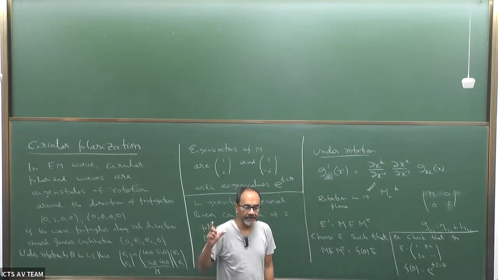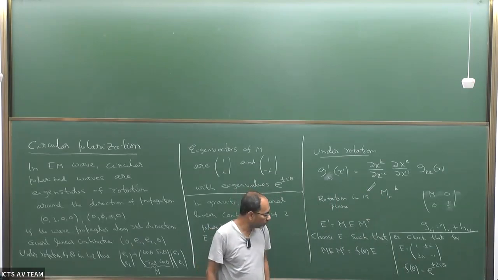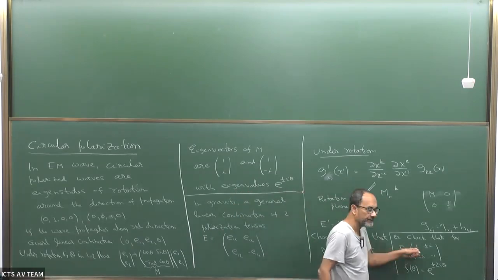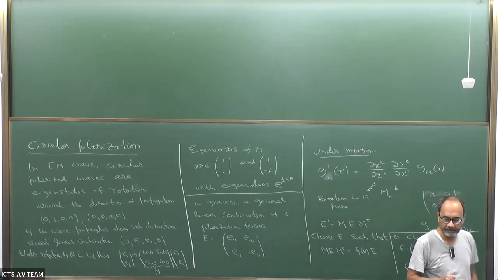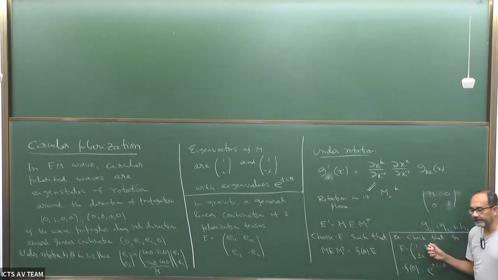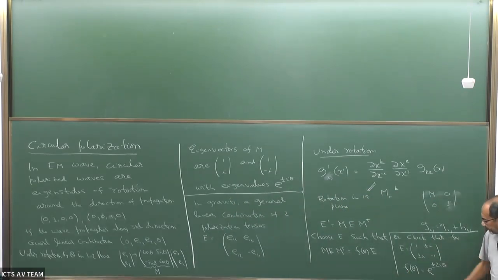So these are the circularly polarized gravitational waves. If you choose E12 to be i times E11, then it's circularly polarized in one direction with eigenvalue e to the 2 i theta. If you choose E12 to be minus i times E11, then the polarization is in the opposite direction, and the eigenvalue is e to the minus 2 i theta.